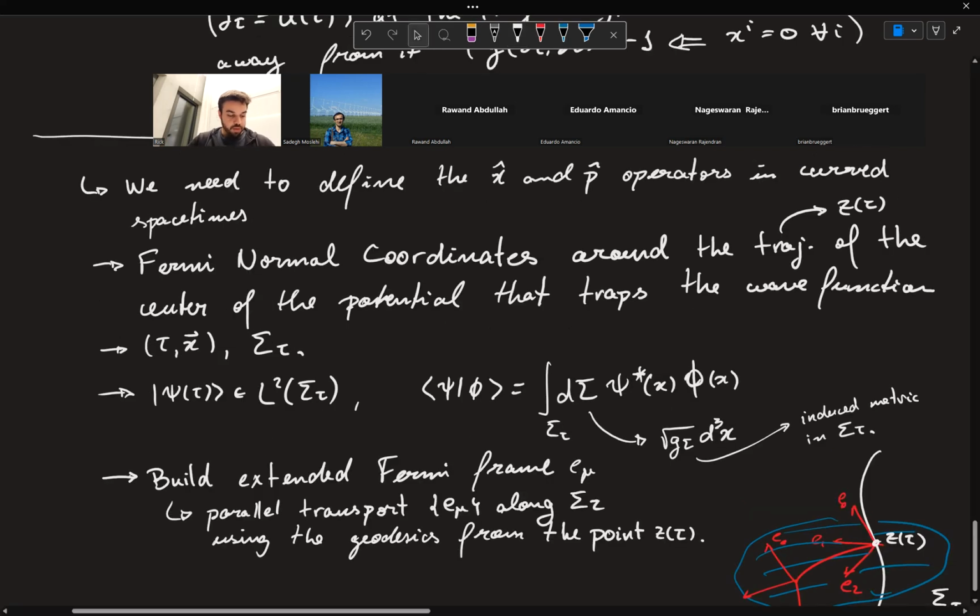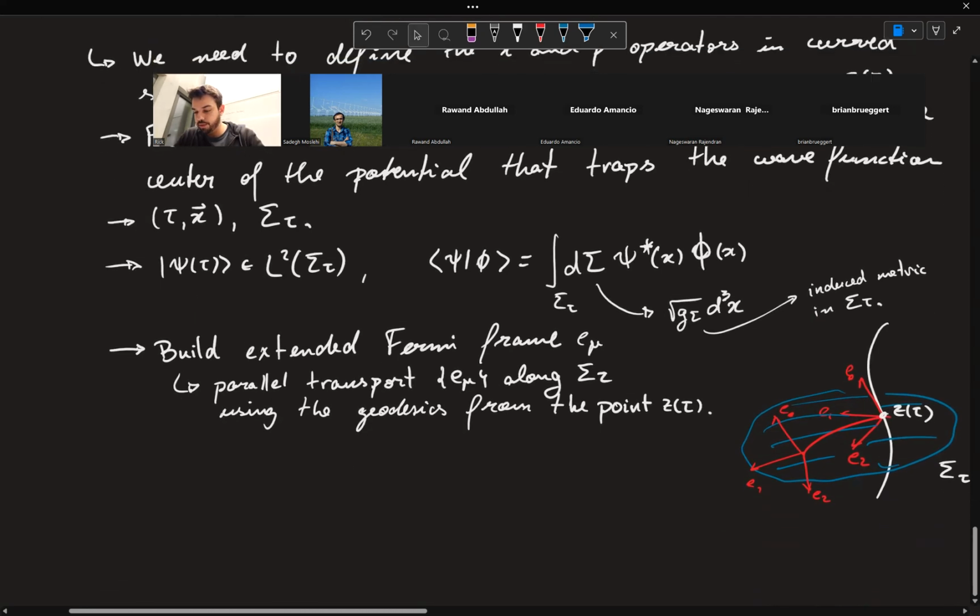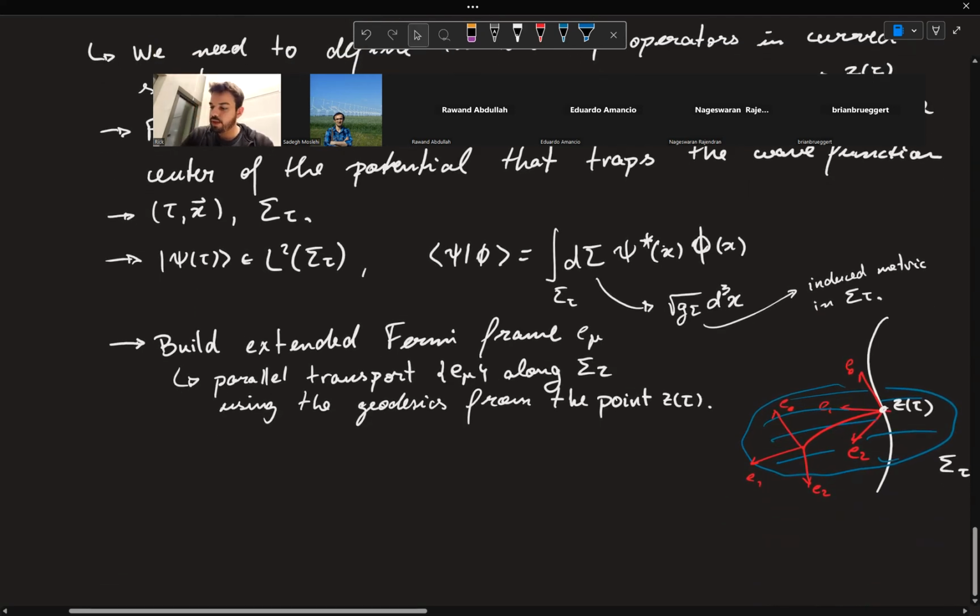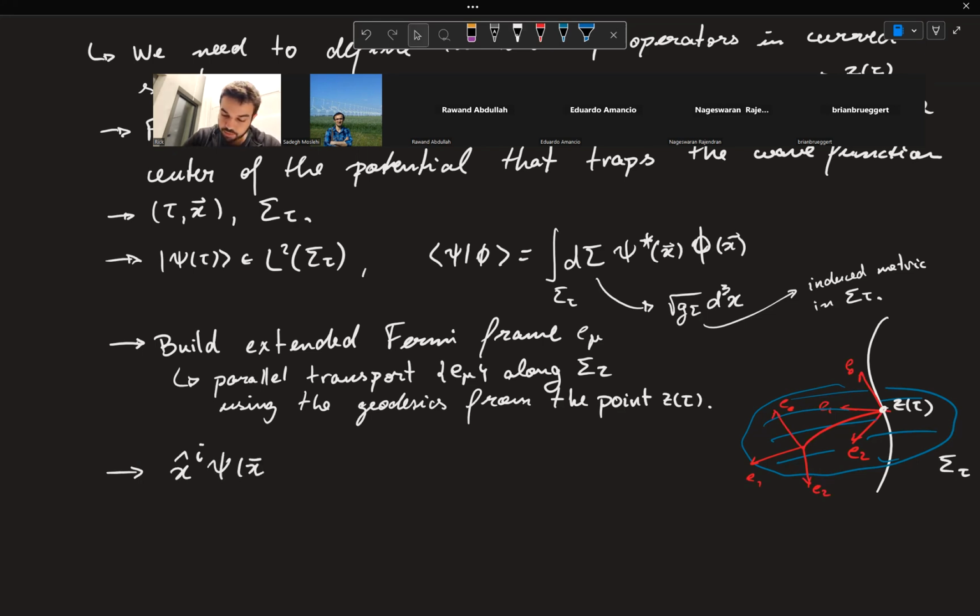Now, what we need to do is to define the position and momentum operators in this setting. If we want our wave functions to live in these rest surfaces, then we need to define position and momentum operators. So we have the kinematics, and then we can talk about the dynamics. Okay. So the position operator is defined as follows. Each one of its components basically acts on wave functions.